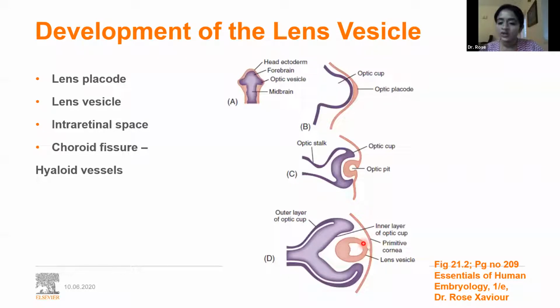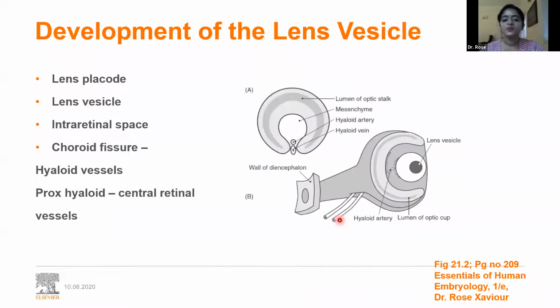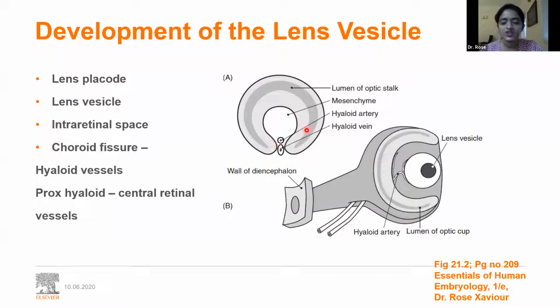So in order to accommodate this lens vesicle, what happens to the optic cup? It will also invaginate. And now you can see that the optic cup is having two layers, the outer layer as well as the inner layer. And the space between these two layers, you call it as intraretinal space. Now, as the optic cup invaginates, this will actually give rise to a fissure. Can you see a fissure? This is actually getting invaginated, but they are not actually meeting. So there is a fissure formed within the optic cup and along the optic stalk.